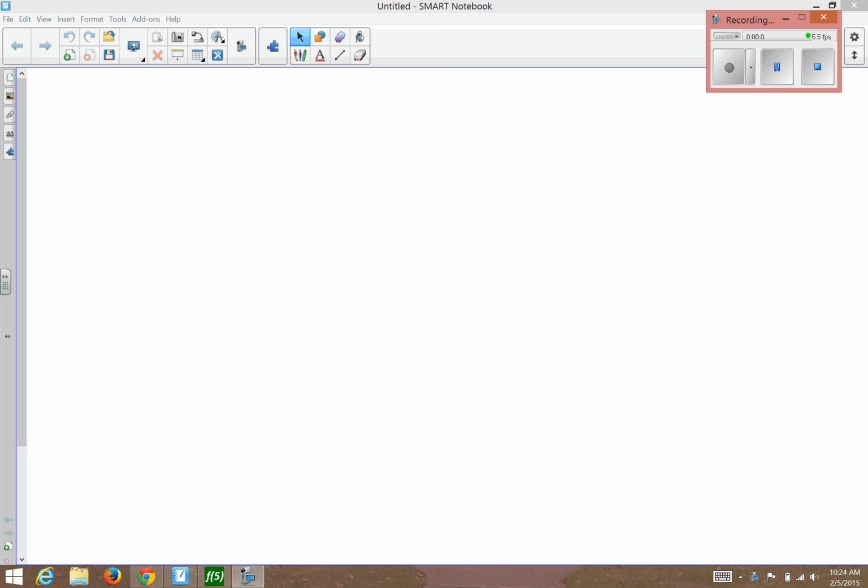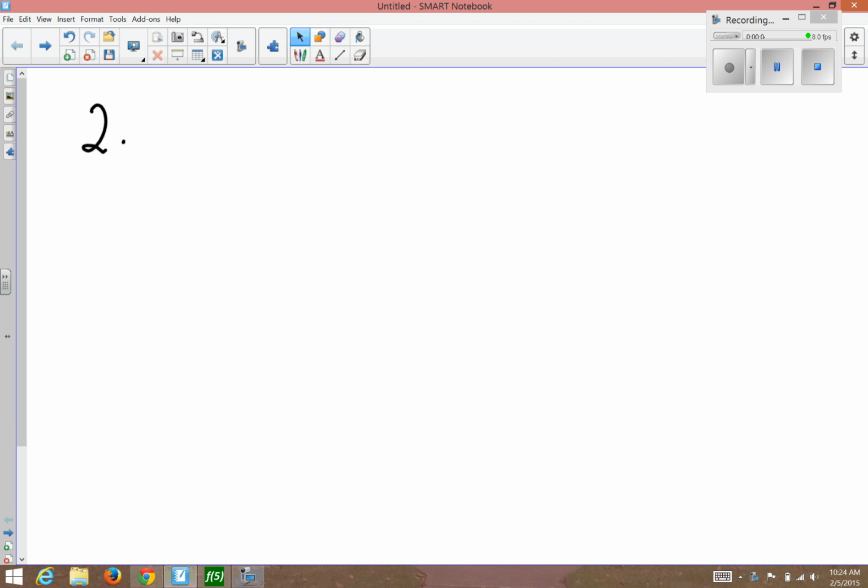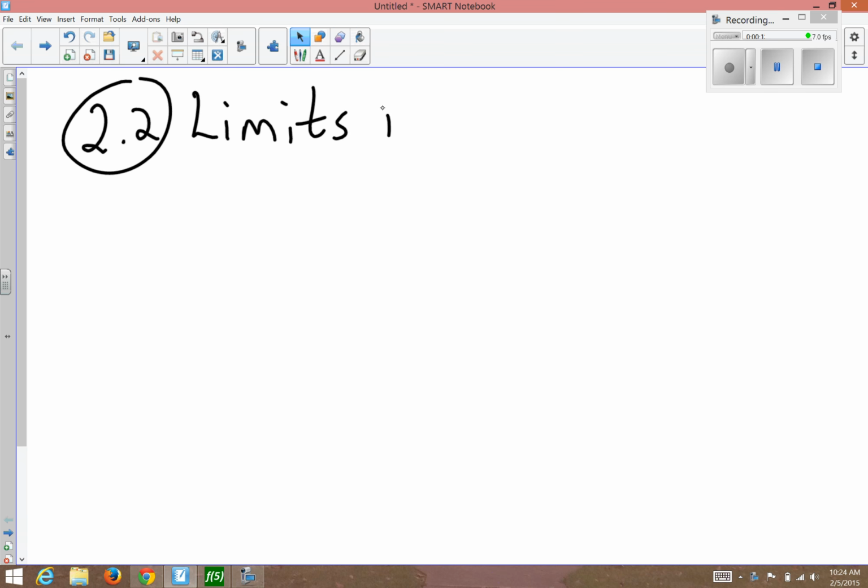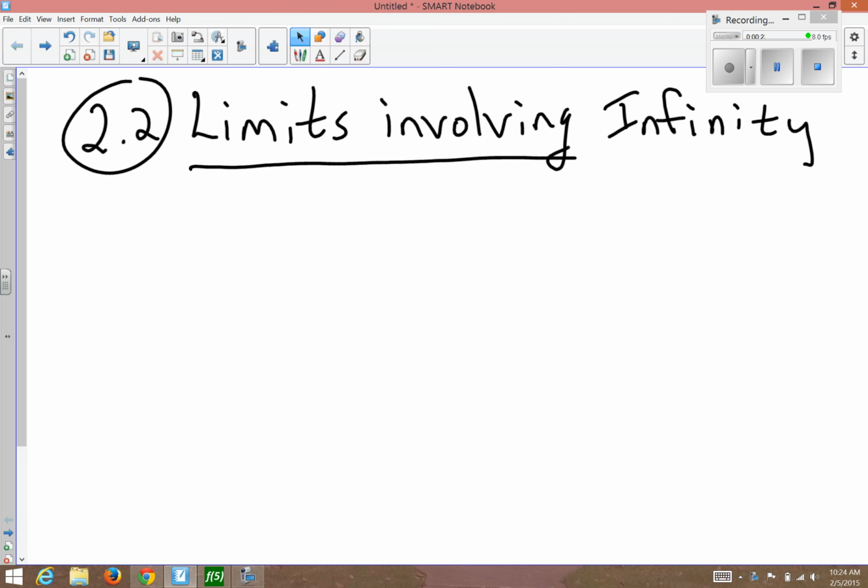Chapter 2, Section 2. Limits involving infinity. Page 71, Exercise 2.